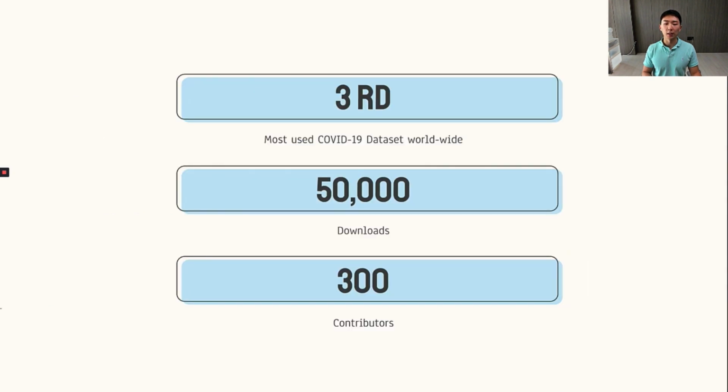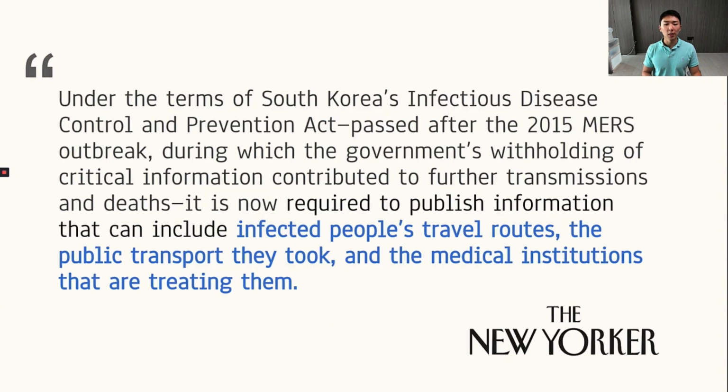The DS4C dataset is currently ranked the third most impactful dataset on Kaggle, with over 50,000 cumulative downloads and 300 unique contributors. What makes the DS4C dataset so potent is the sheer amount of data collected for each patient. The Korean government has been collecting and releasing patient information with unprecedented levels of detail. The data released includes infected people's travel routes, the public transport they took, and even the medical institutions that are treating them. And these extremely fine-grained details are what make the DS4C dataset so valuable.